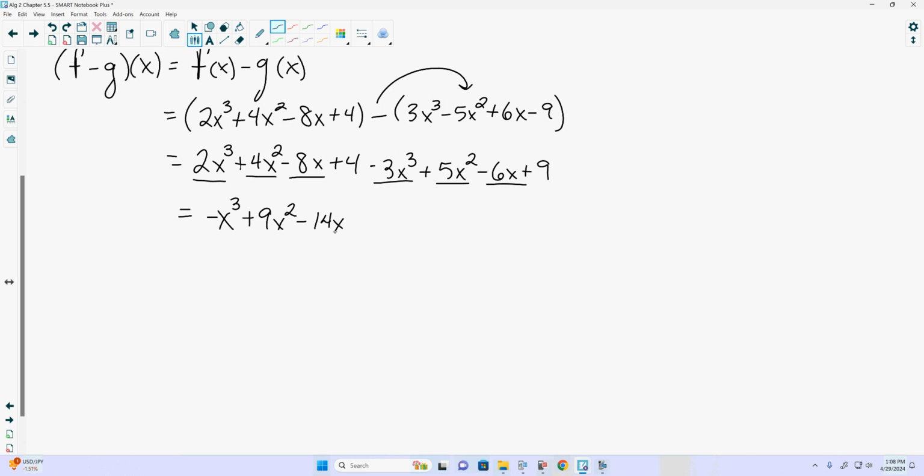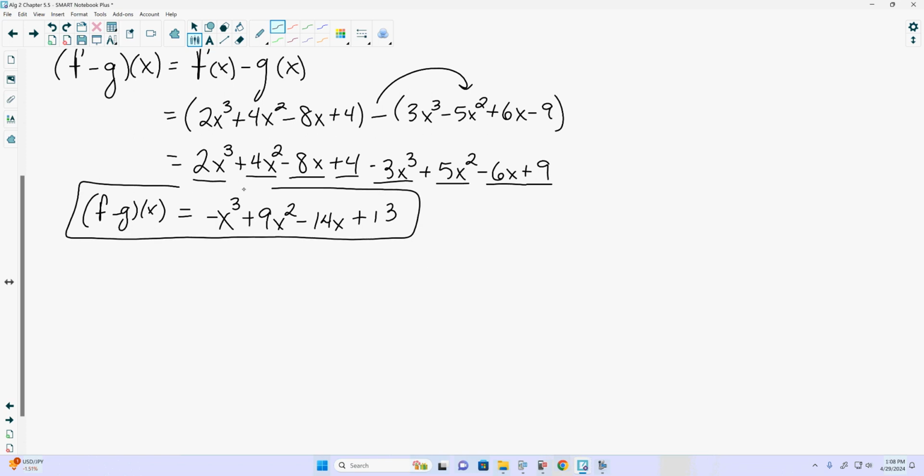Now, luckily for most of these, we don't necessarily have to do them in our head, because we can add or subtract the numbers in front. We can throw that in a calculator, negative 8 minus 6, negative 14. And lastly, 4 plus 9, 13. Plus 13. So our f minus g of x is negative x cubed plus 9x squared minus 14x plus 13.